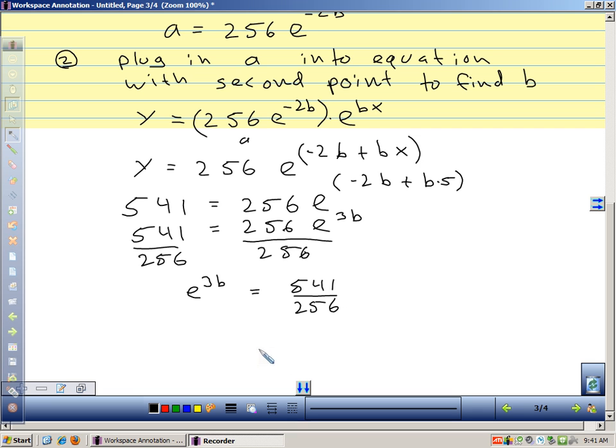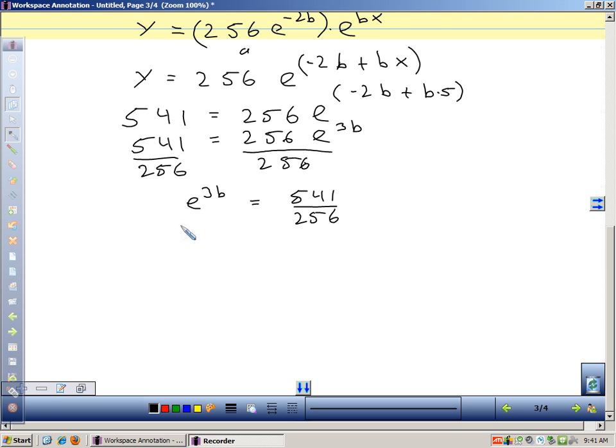Now how do I get rid of this exponent? Take the natural log of both sides. We know how to do that. So the natural log of e to the 3b equals the natural log of 541 over 256. So 3b equals the natural log of 541 over 256.